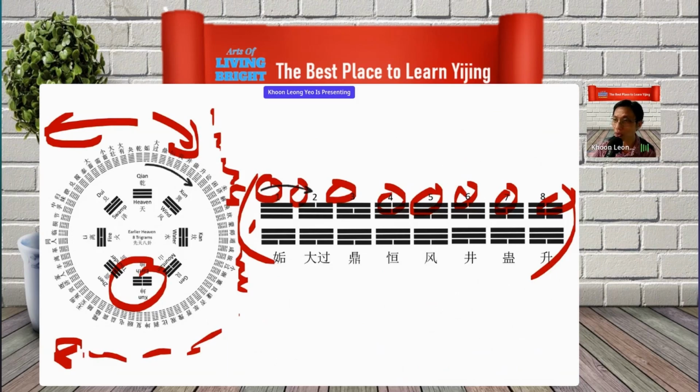So this is how you don't have to memorize which gua is in which position and things like that. As long as you can remember how the earlier heaven 8 trigrams are arranged, all you need is just to expand out, and then you do that same ordering to the above trigram.